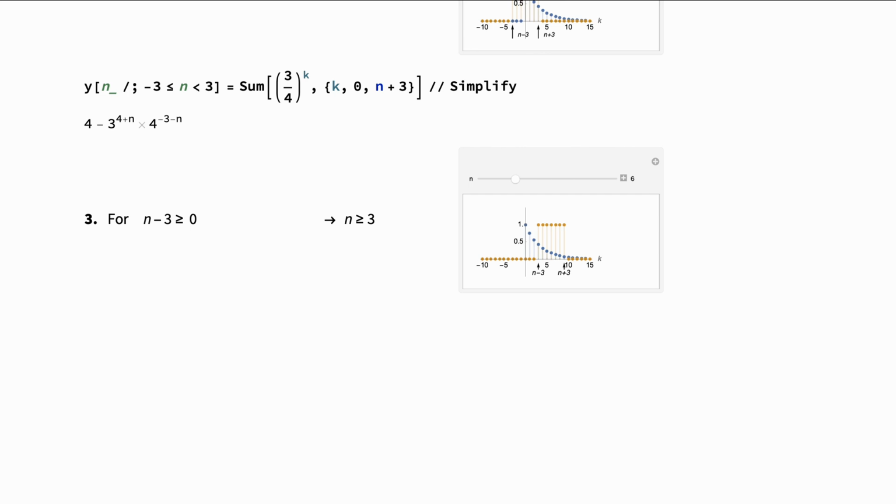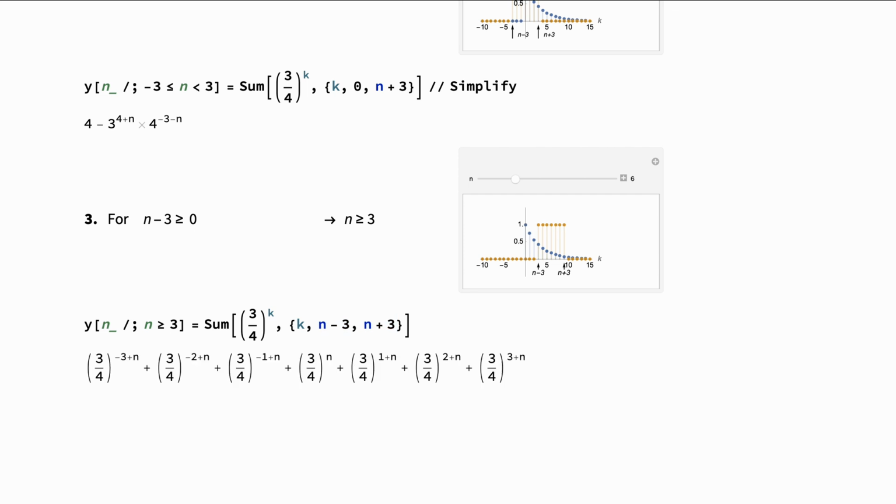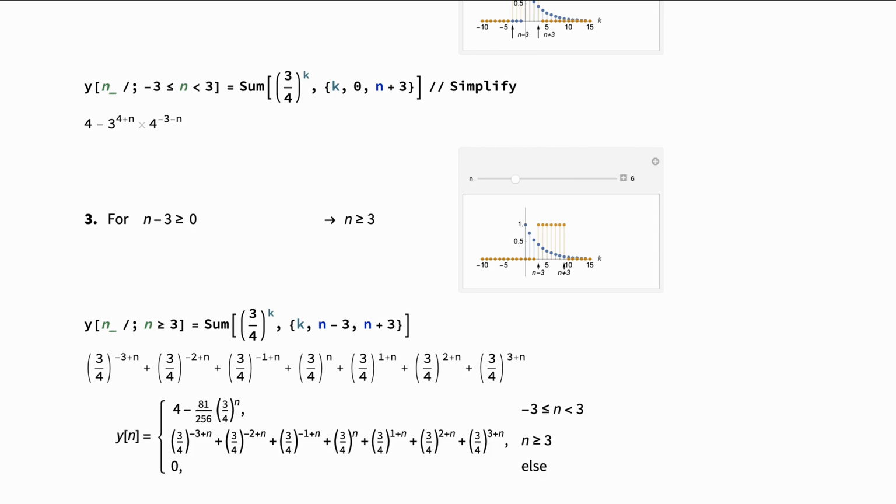For n minus 3 greater than or equal to 0, we have complete overlap between the two sequences, h[k] and x[n minus k], with the limits of summation being n minus 3 and n plus 3. For this interval, we can find the output by evaluating the convolution sum shown here. Finally, using these values for the 3 subregions, the output at any given n can be expressed as shown here.